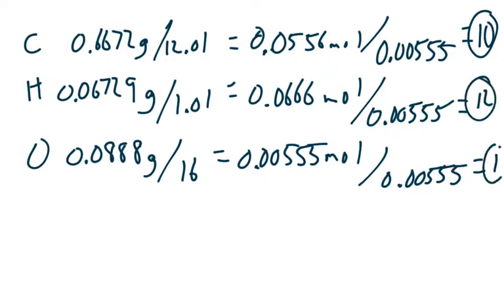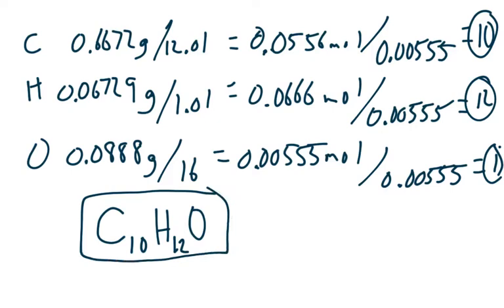Now, the nice thing about this is that these three numbers are whole numbers. We don't have to do any additional steps. These numbers are our subscripts. So we pretty much have our answer. So according to the data, there are 10 carbons, 12 hydrogens, and just 1 oxygen. Now again, remember, we don't need to write a 1, so I'll erase it. And this will be the empirical formula from the combustion analysis information.